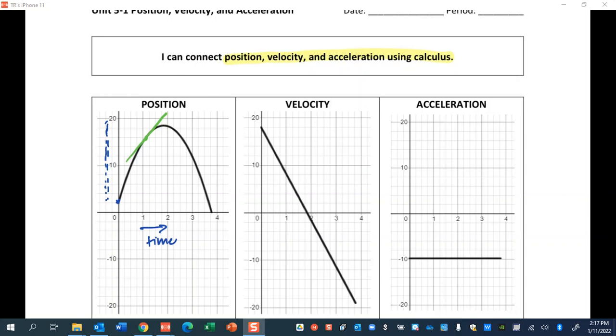So here I want you to think about that velocity. How fast is it going?